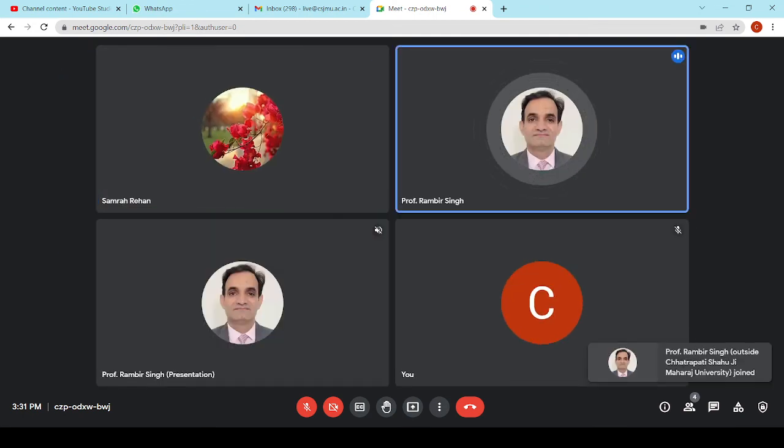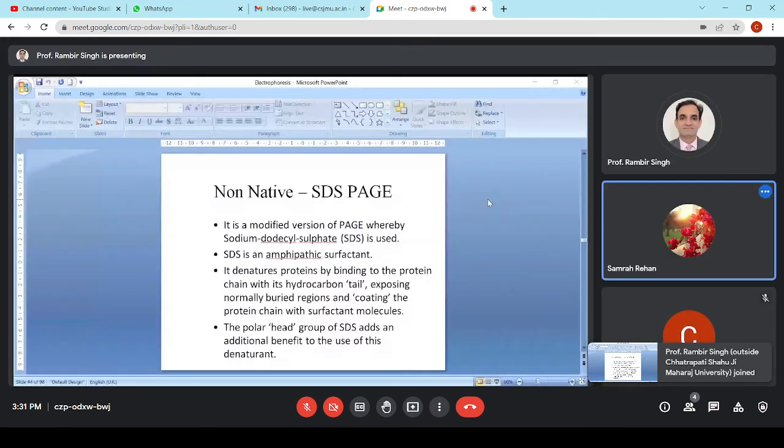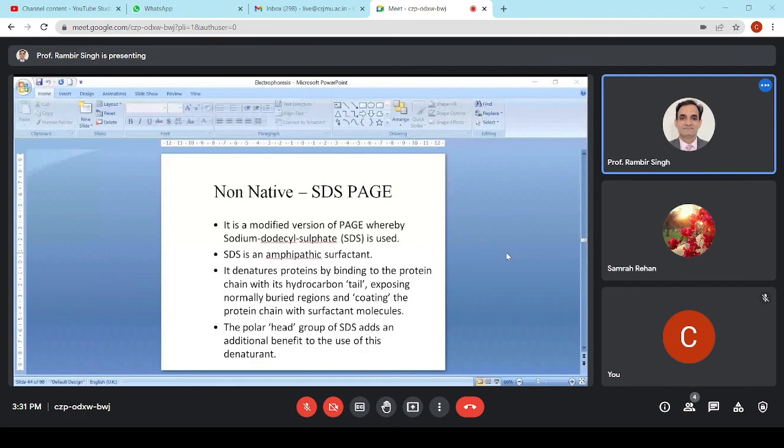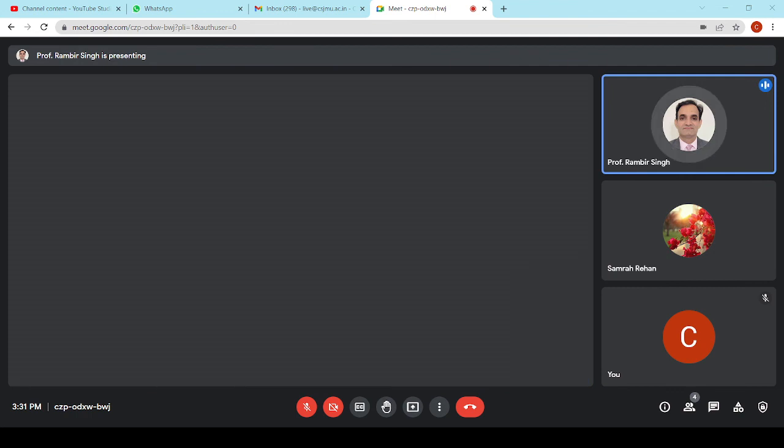So this is SDS PAGE, and SDS PAGE is a non-native electrophoresis. What we do is treat the protein with SDS. Can you see the next slide?